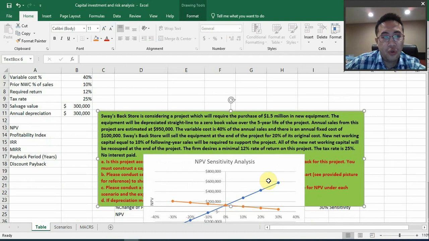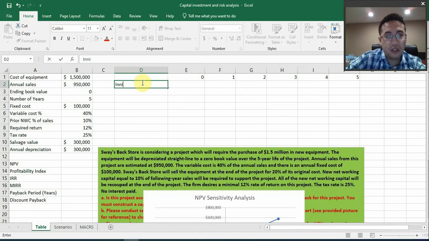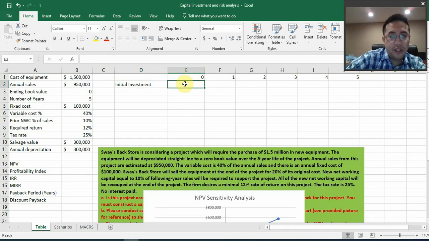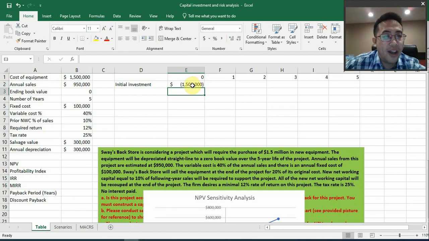Let me zoom out a little bit. So that's your year number. And you're going to start with the initial investment, which is a negative input, so that equals negative the cost of equipment. That means at year 0, you're going to invest $1.5 million, and then you expect to operate based on this investment and make some money back. So that's the initial investment.